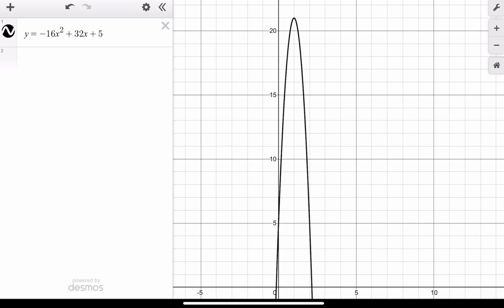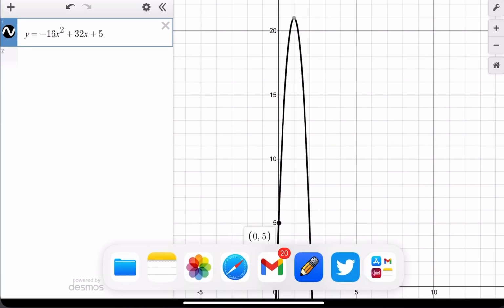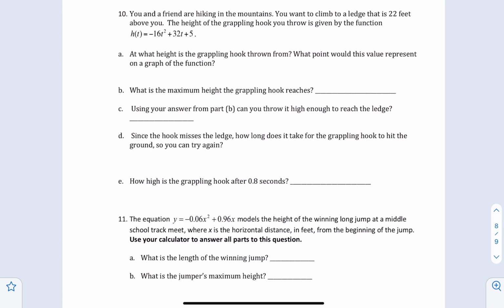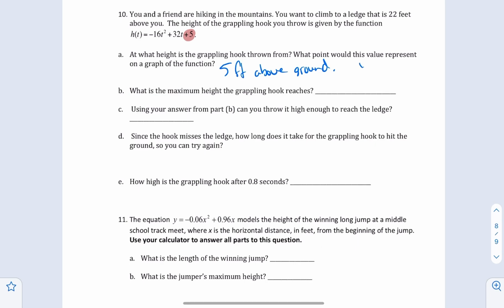And it says at what height was the grappling hook thrown from. So again, this would be my y-intercept. It looks like my hook was thrown from 5 feet above the ground. I can see that in my equation as well. It was, again, 5 feet above ground, and that's going to be my y-intercept, because that's the starting value. That's where the hook starts at.